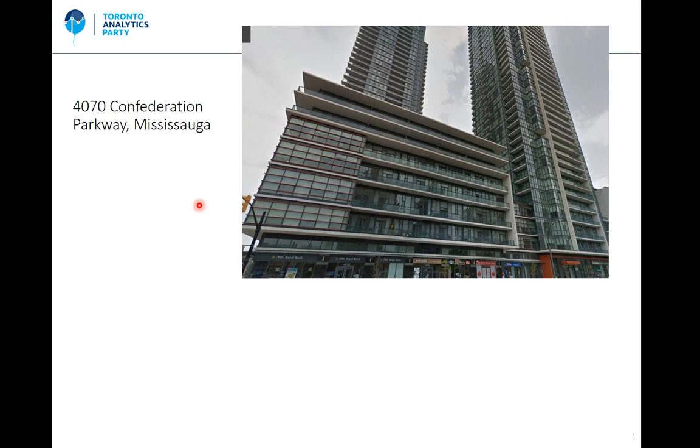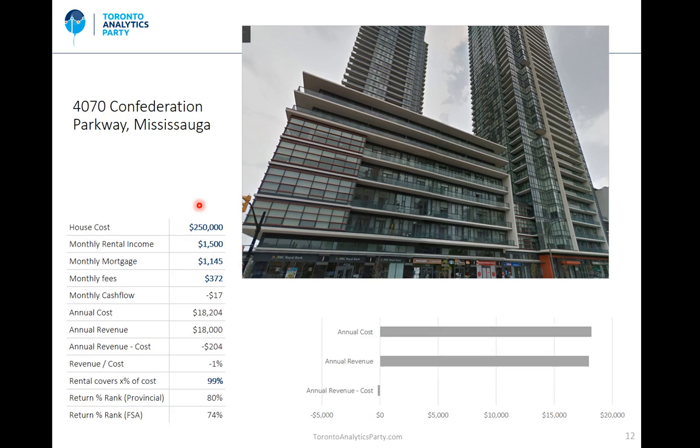So let's take a look at 470 Confederation Parkway, Mississauga. Units in here are going for $250,000, and they're being rented out at $1,500. So we have a monthly mortgage fee of $1,145, but you have condo fees, of course, at $372, which means your rental covers 99% of your mortgage. So very, very good. Very, very exciting opportunity to get into Mississauga.